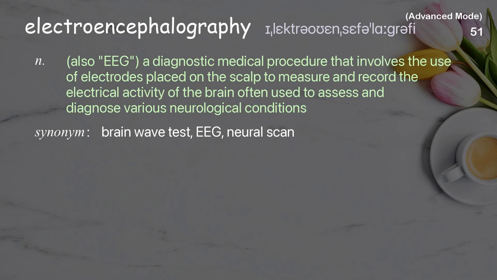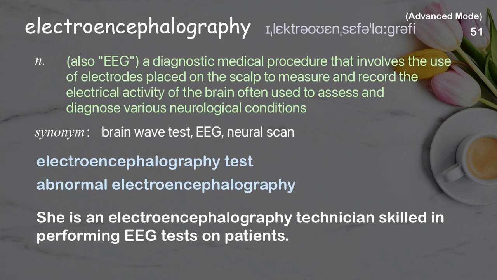Electroencephalography: also EEG, a diagnostic medical procedure that involves the use of electrodes placed on the scalp to measure and record the electrical activity of the brain, often used to assess and diagnose various neurological conditions. Examples: electroencephalography test, abnormal electroencephalography. She's an electroencephalography technician skilled in performing EEG tests on patients.